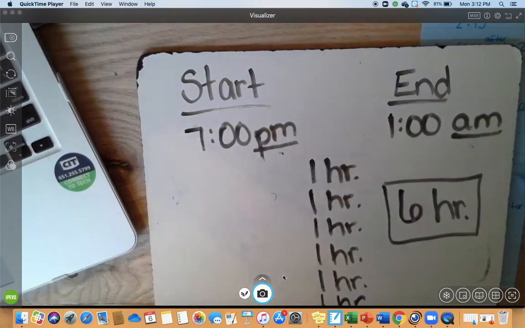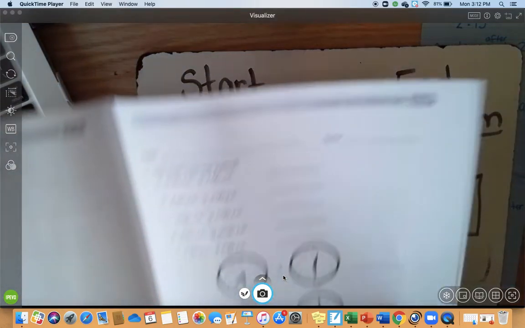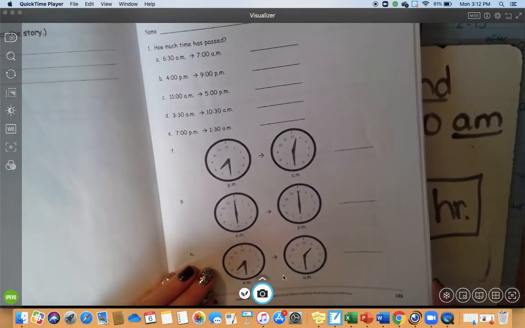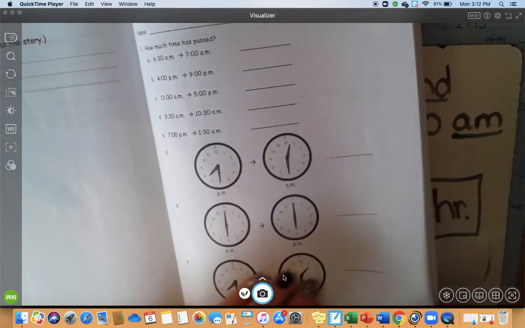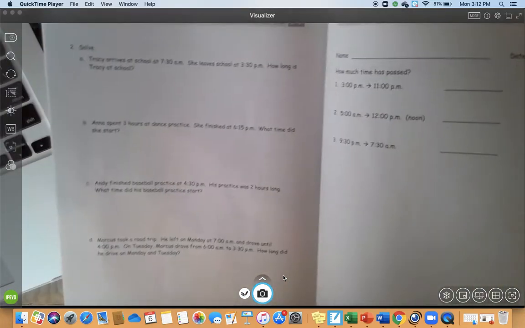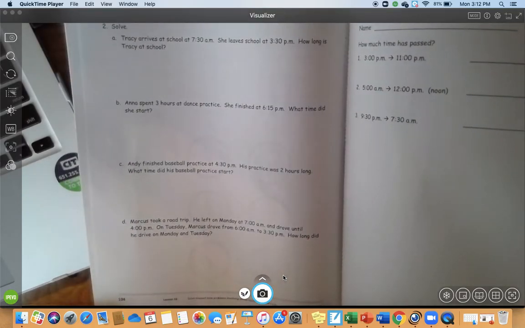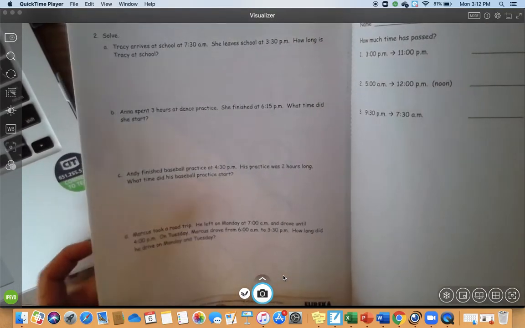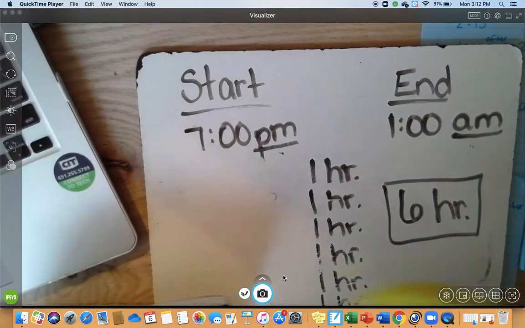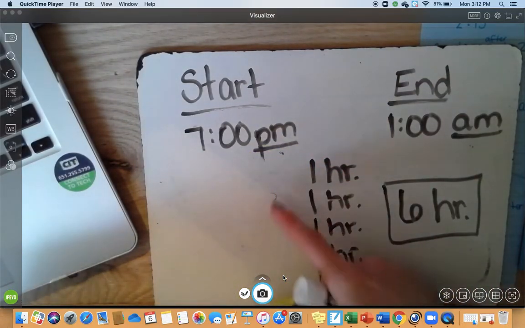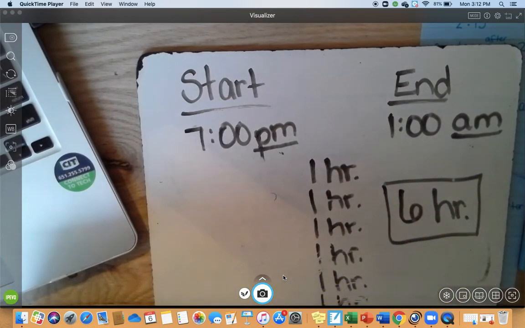Here's what I want you to do. I want you to try and see if you can figure out how much time has passed on page 103. And then on page 104, it's going to give you some stories. I want you to see if you can figure out how much time has passed on page 103 and 104. Use your clock to help you. And remember, if they're both happening in AM or if they're both happening in PM, you can use that trick that I showed you too to help you out.